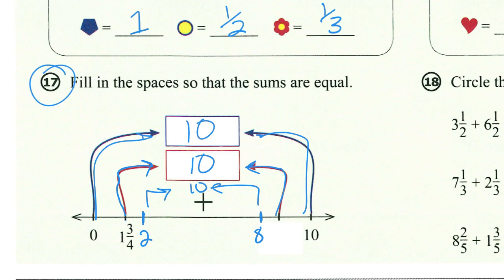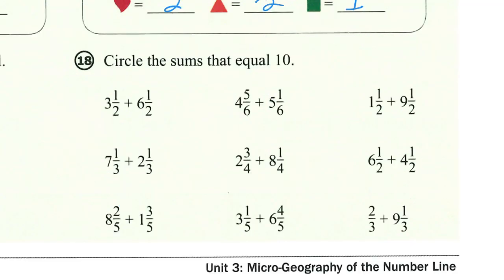Now the distance from 1 and 3/4 to 2 is going to be 1/4. So this distance over here needs to also be 1/4, except this side is going to be larger. So that would be 8 and 1/4. So it's 1 and 3/4 plus 8 and 1/4 is what gets you 10. I'm looking for sums that equal 10. My whole number parts need to add up to 9 so that my fraction parts can add the 1 more to get me to 10.